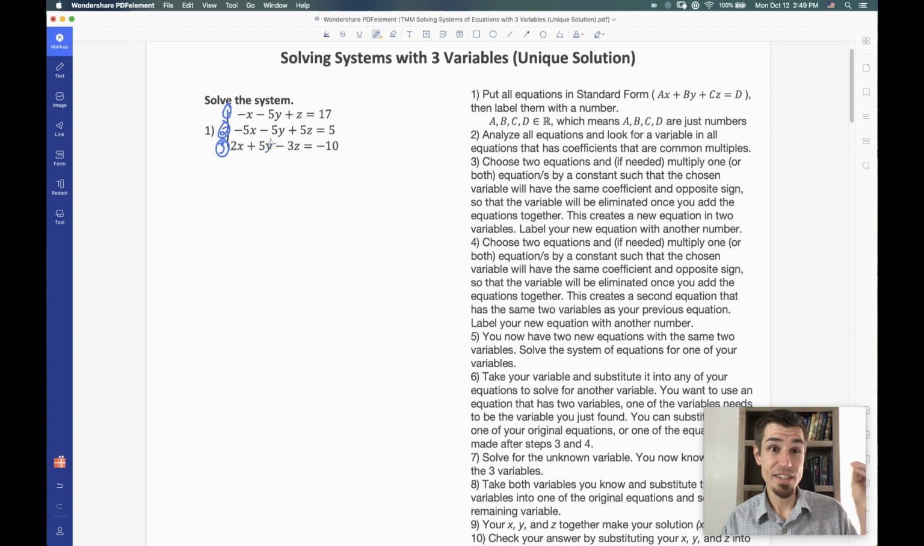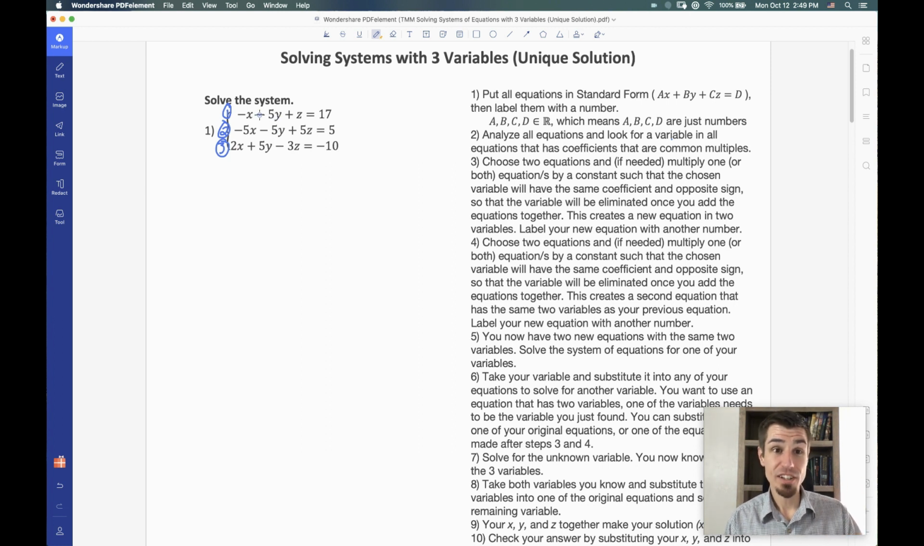Y is going to be the easiest variable to eliminate. So it makes sense to choose an equation that has the same coefficient, opposite sign already. So that's step 3, okay? You're going to choose 2 equations so that they have the same coefficient, opposite sign, and they'll eliminate, okay? So I'm not going to choose 1 and 2 because if I add these together right now, I'll get -10y. I can multiply by -1 and that would work.